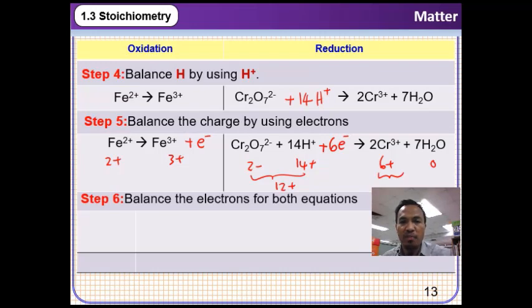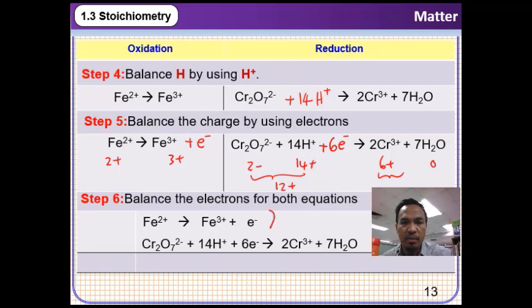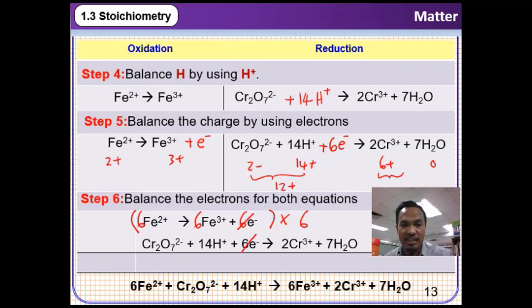Next, we need to balance the electrons for both half equations. The oxidation half equation involves 1 electron, while the reduction half equation involves 6 electrons. I mean, we need to multiply this with 6. So you get 6 iron 2+, 6 iron 3+, and 6 electrons. And finally, we can combine these two half equations by cancelling the electrons. And finally, we will get the overall equation. This is the overall equation. And to make sure your answer is correct, you need to double check your final answer.